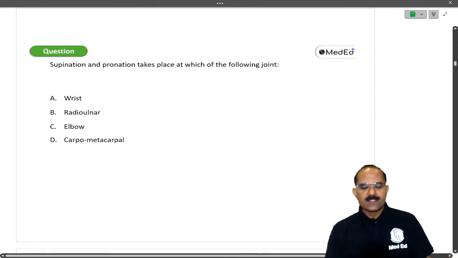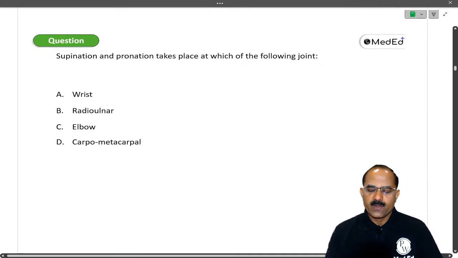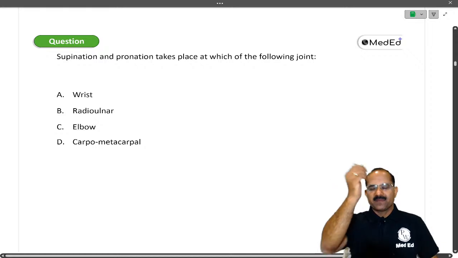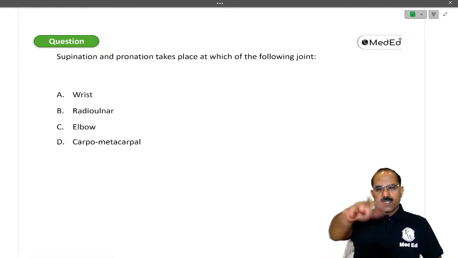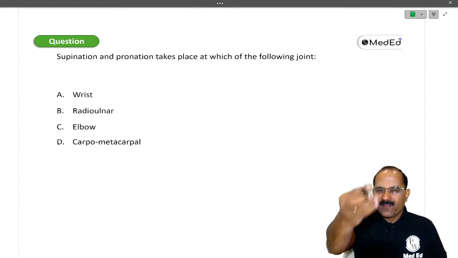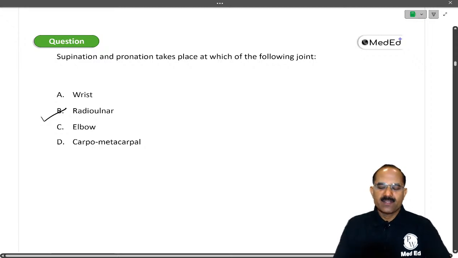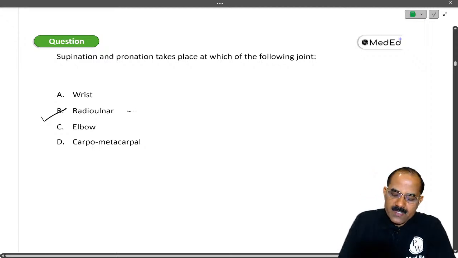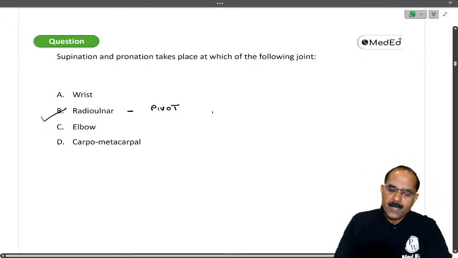Come on, answer this. Easy MCQ. Supination and pronation takes place at which of the following joints? I've just told you this. The radio-ulnar joint. Excellent. What is the type of joint? It's a pivot type of synovial joint. Superior and inferior radio-ulnar joints are pivot type. The middle radio-ulnar joint is a syndesmosis.